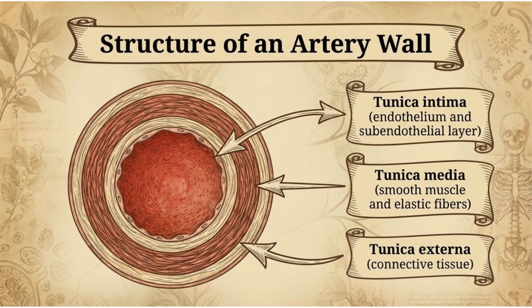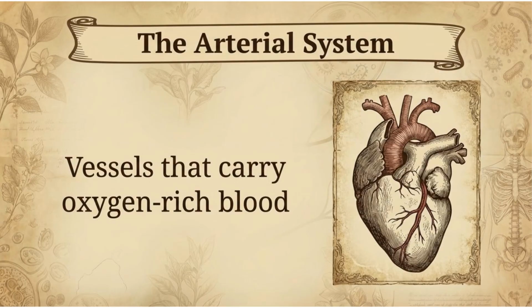The structure of an artery wall consists of 3 layers. The inner layer is the tunica intima, followed by the muscular tunica media, and the outer connective tissue layer, the tunica externa. The arterial system is made up of vessels called arteries. These are responsible for carrying oxygen-rich blood away from the heart to supply oxygen and nutrients to tissues and organs.